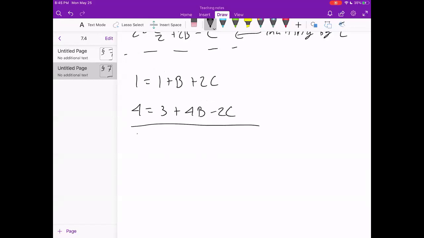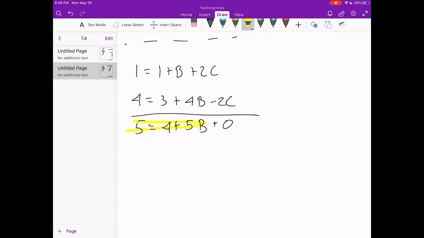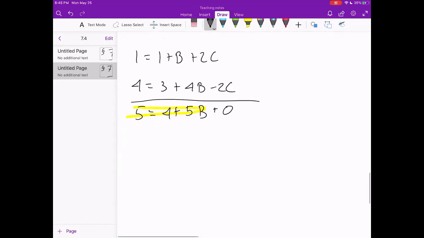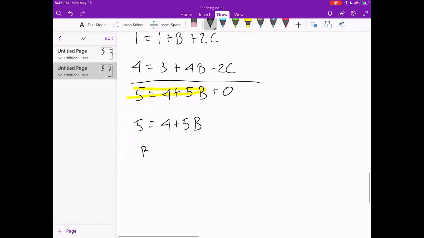so 1 plus 4 is 5, equal sign just drops, 3 plus 1 is 4. b plus 4b is 5b. 2c minus 2c is 0. So it canceled out, which is what I wanted, because now this equation is really easy to solve for b. So if I do this, what I'm going to have is 5 is equal to 4 plus 5b. So 5b is equal to 1, so I've just subtracted 4 from both sides. And I get b is equal to 1 over 5.